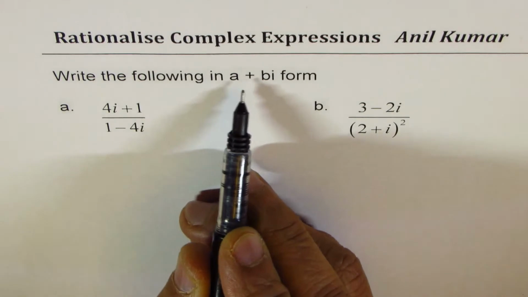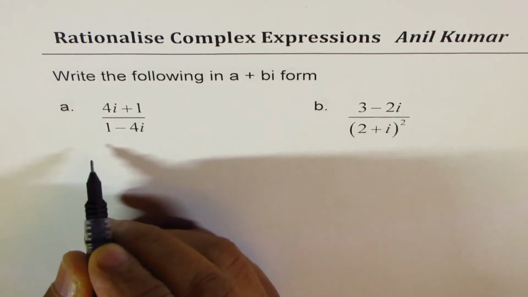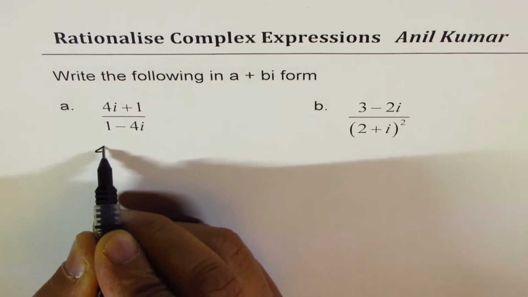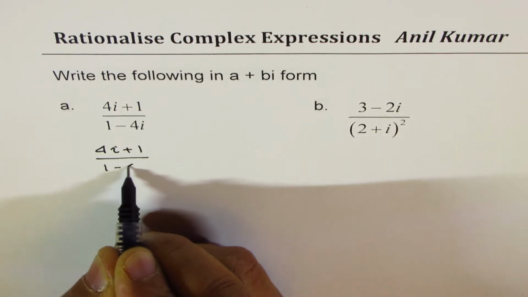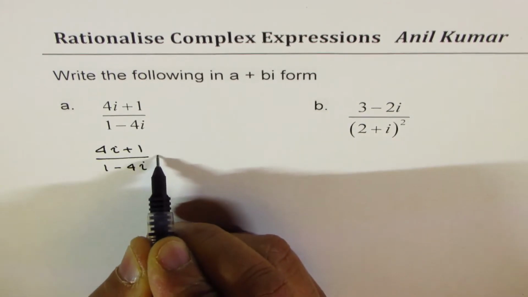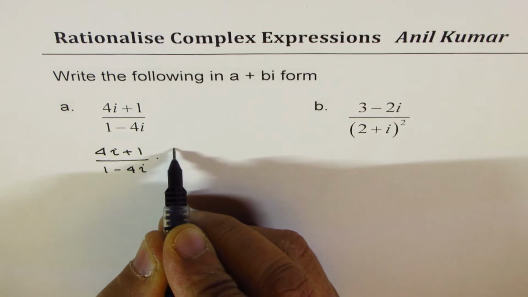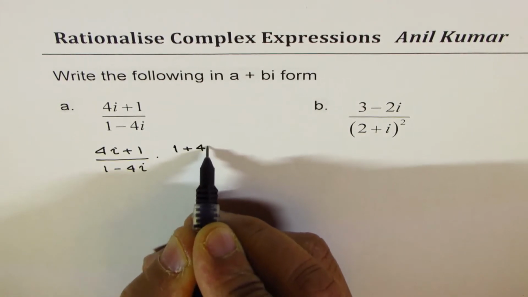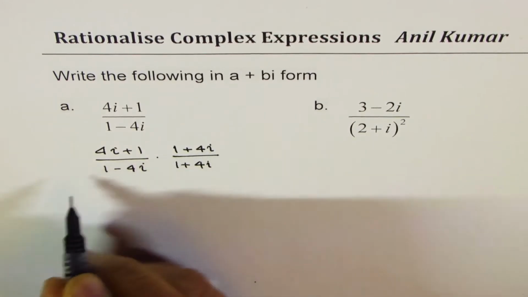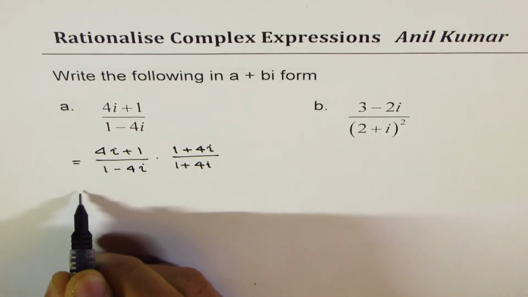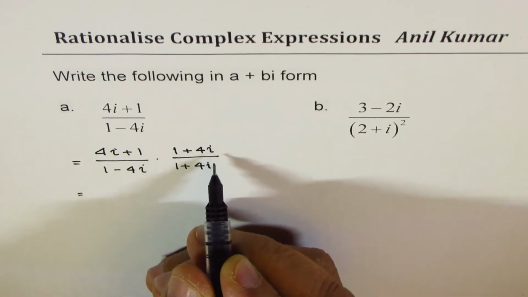So to write in a plus bi, we can rationalize and we can write the first expression as 4i plus 1 divided by 1 minus 4i. We need to multiply and divide by the conjugate of the denominator, which will be 1 plus 4i, correct? Now when you expand, what do you get? This is 1 plus 4i whole square.